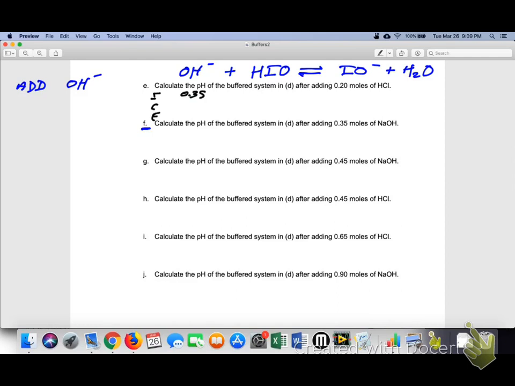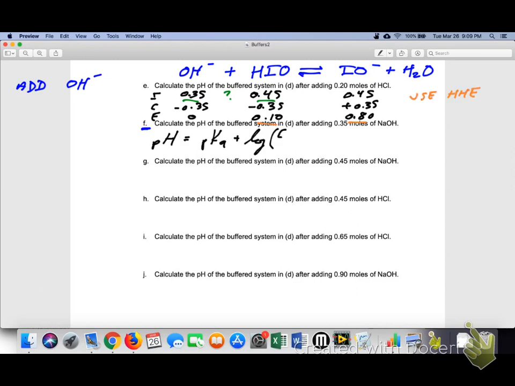And draw an ice chart. Here's your starting values. And then ask yourself, okay, which one of those is going to run out first in the neutralization? And of course, it's going to be the OH minus this time. So the change is going to be minus 0.35. And then it's going to cause the concentration of the conjugate base to go up 0.35. Are either of those two numbers 0? Nope. And so I can use Henderson Hasselbalch.